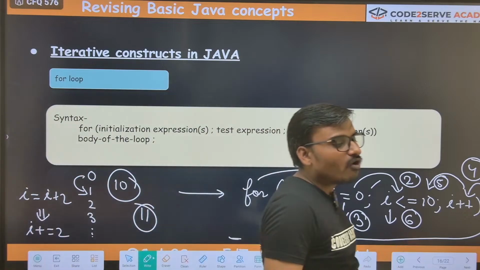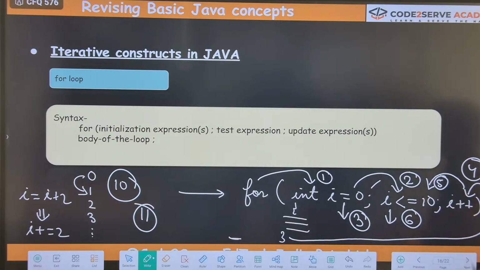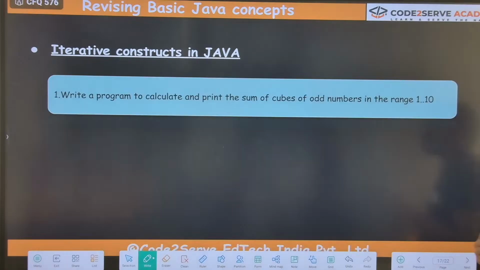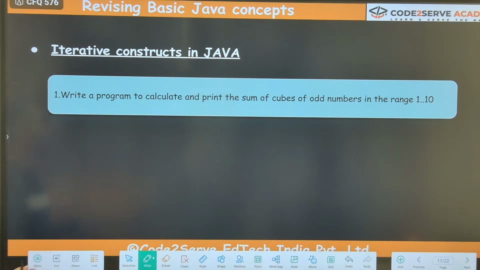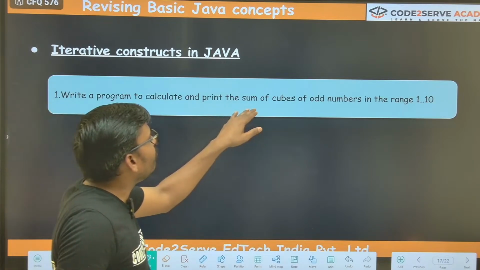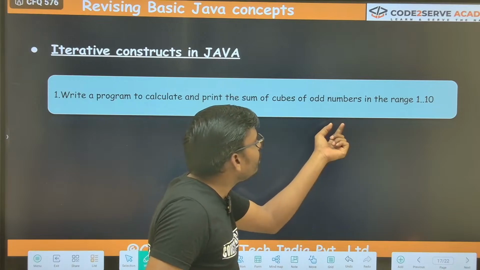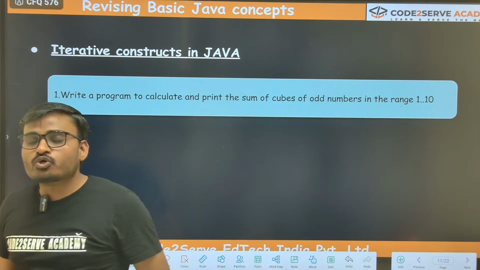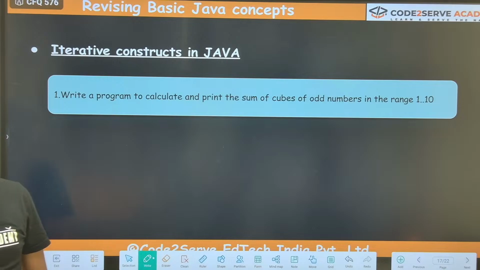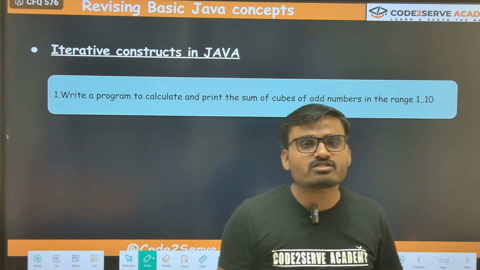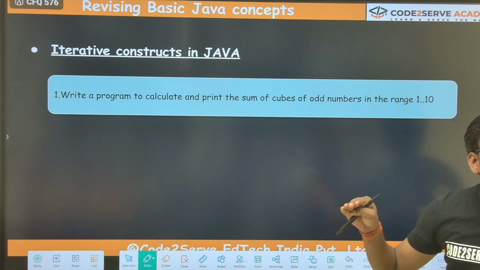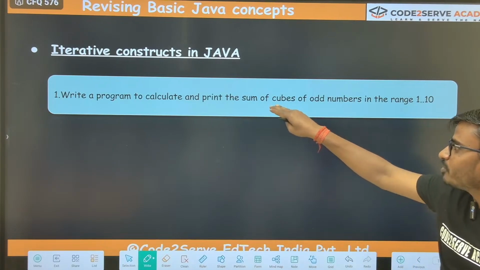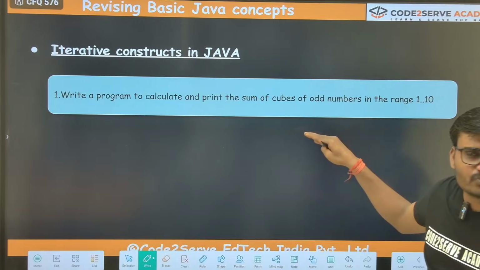I hope the for loop is pretty much clear to you. Now let's move forward and see if we have any program. So here we have a program based on the iterative construct. Write a program to calculate and print the sum of the cube of odd numbers in the range 1 to 10. So you are told all the odd numbers. Suppose first is 1, then second is 3. So all the odd numbers you have to take, and then you have to print the sum of those numbers' cubes. So how are you going to write it?